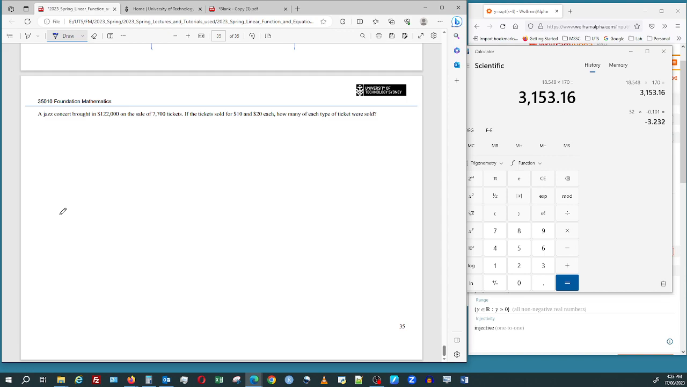All right, the last thing we'll do today, and this wraps up this week for the workshop, is using this version this way. A jazz concert bought tickets for $122,000 on the sale of 7,700. If the tickets sold for $10 and $20, how many of each type of ticket were sold?